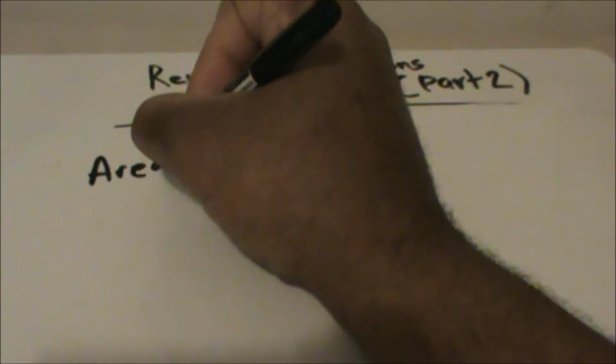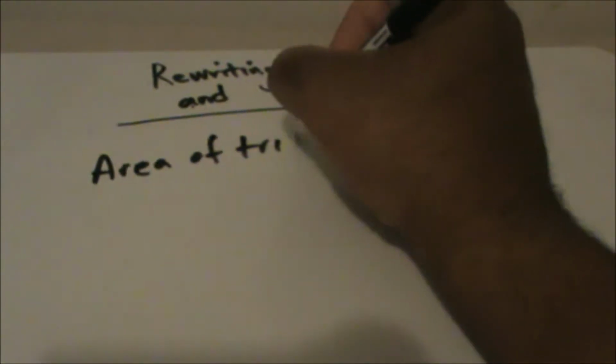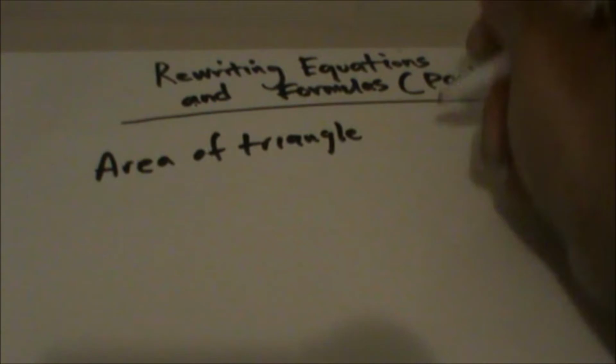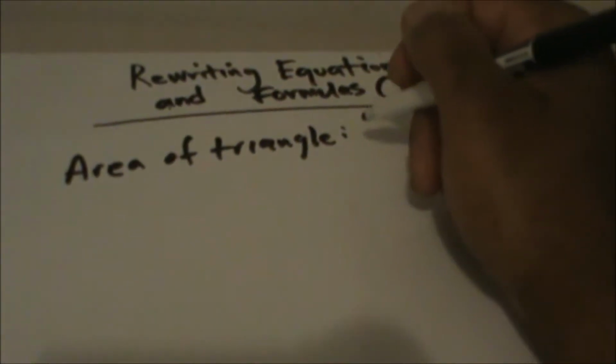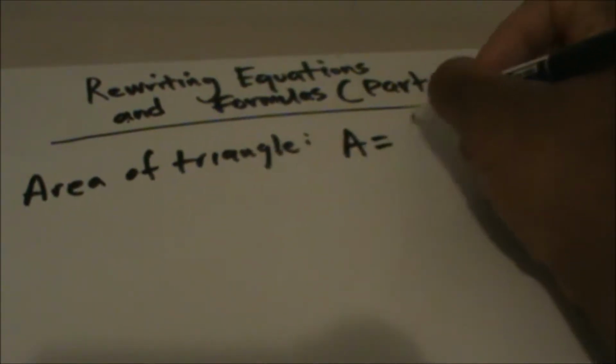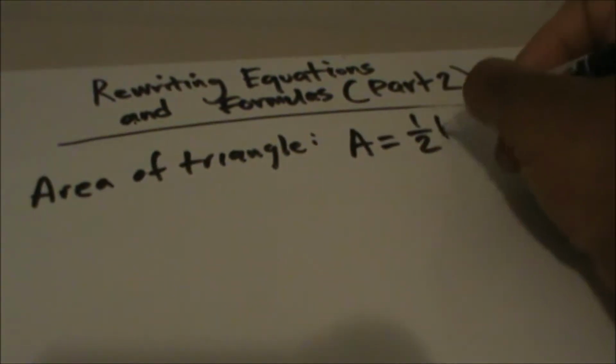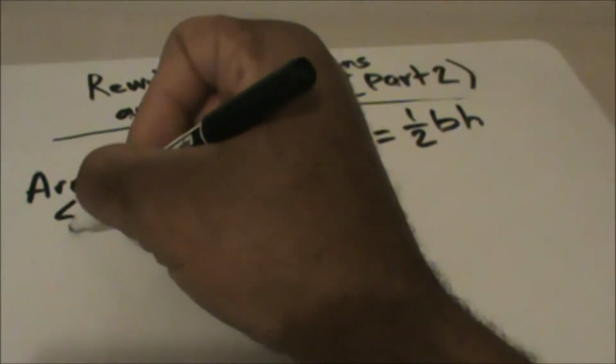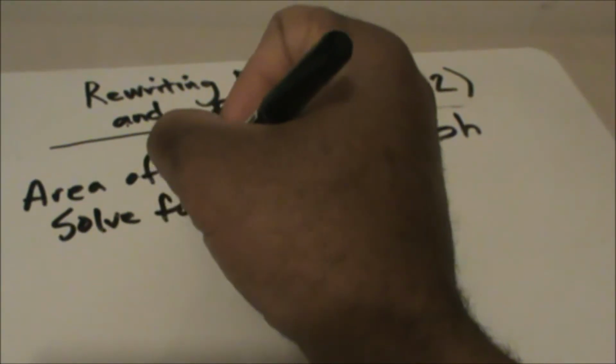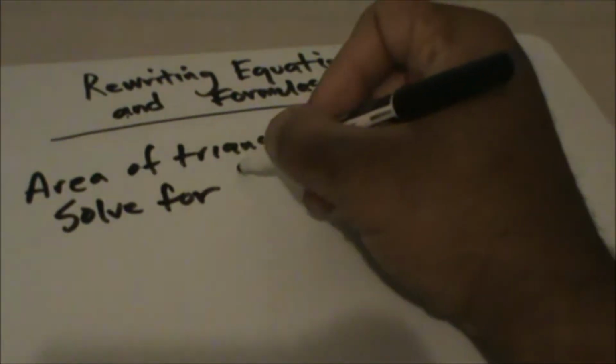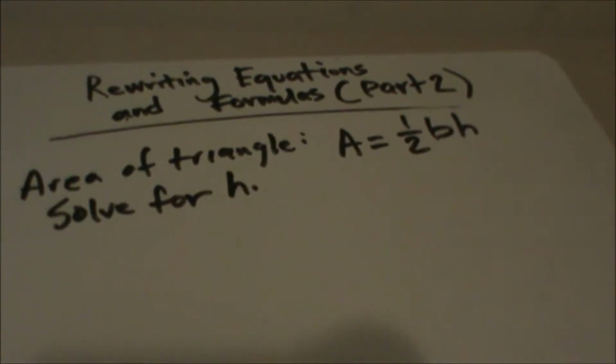Okay, let's look at another one. Let's look at the formula for the area of a triangle. And it's A equals 1/2 times B times H. And this one says to solve for H.